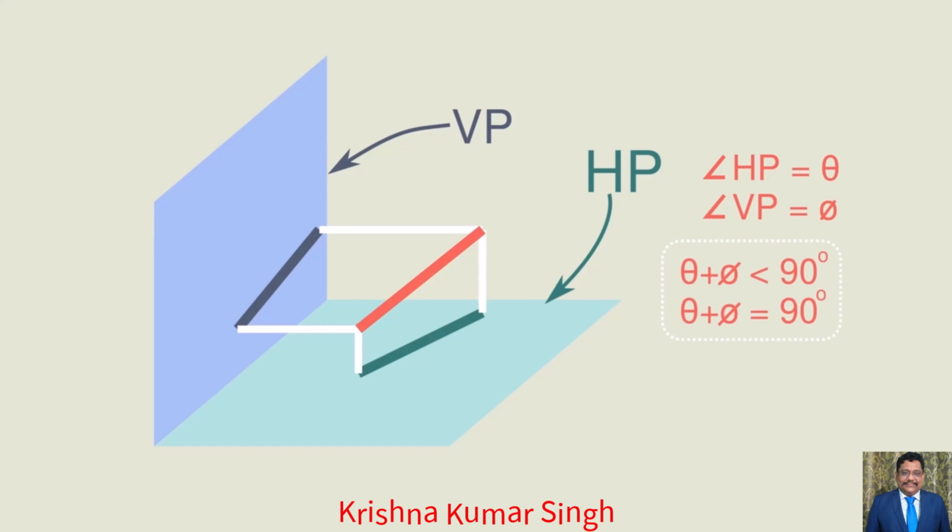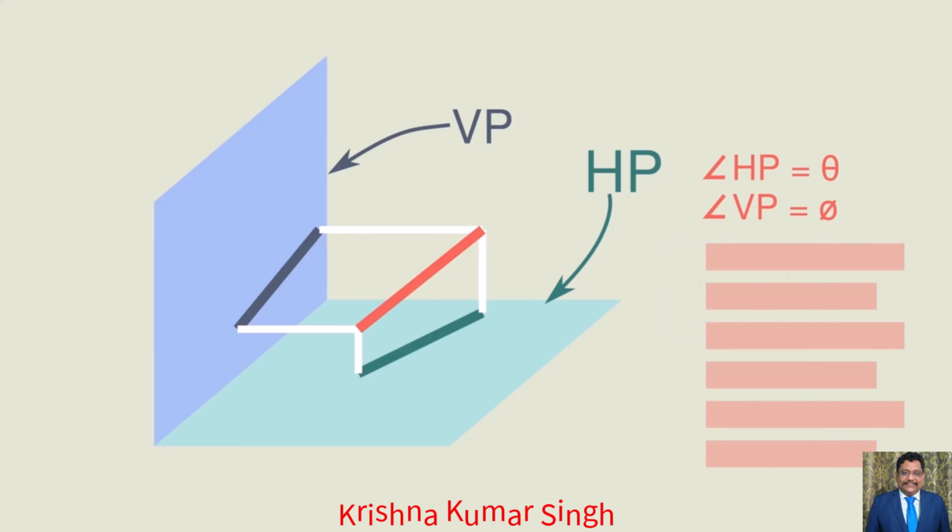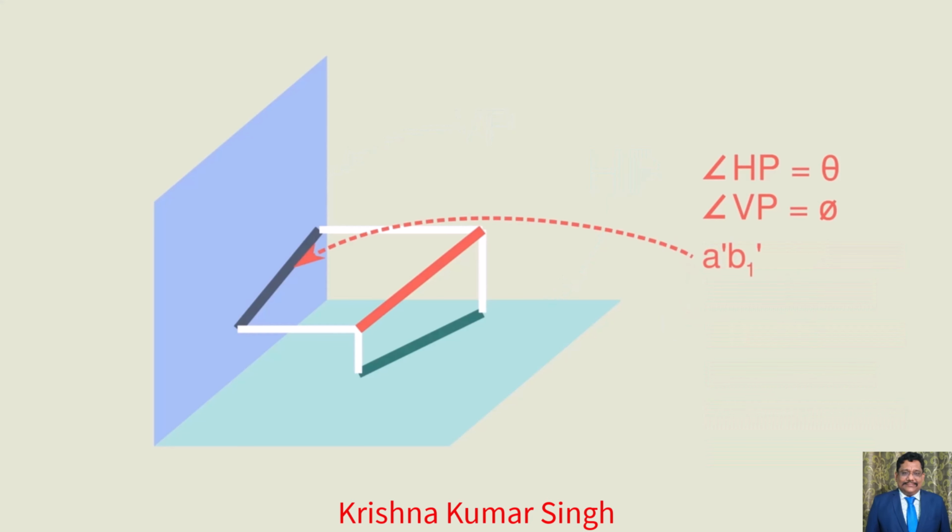So the two cases are theta plus phi less than 90 degrees and theta plus phi is equal to 90 degrees. Let us discuss additional information which is considered in these cases. The length of the line for front view is A'B1'. The length of the line for top view is AB2.